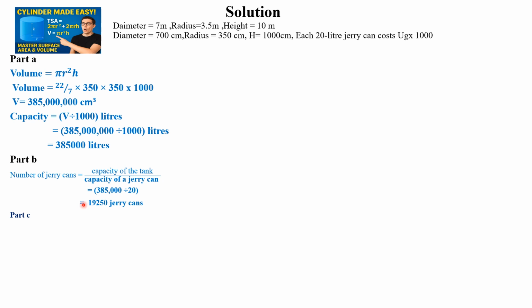And here you can see that our capacity of the tank is this. And then divided by 20, we get 19,250 jerry cans. And then the amount of money that we shall get: one jerry can costs 1,000, then 19,250 jerry cans will cost 19,250,000 shillings.